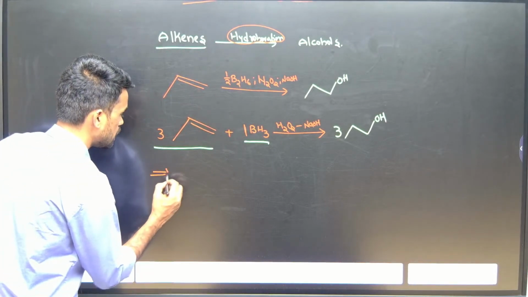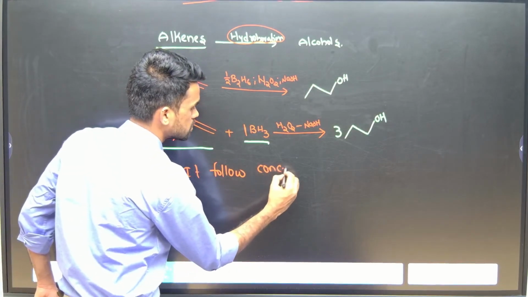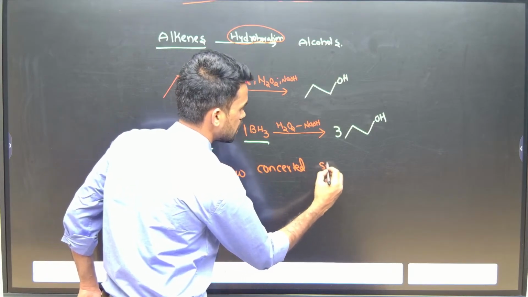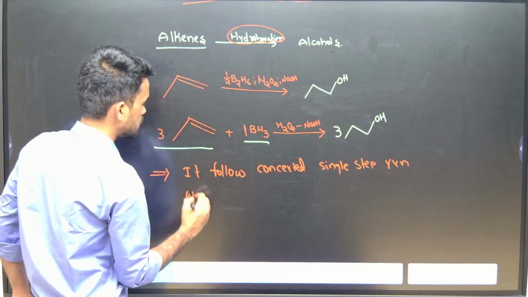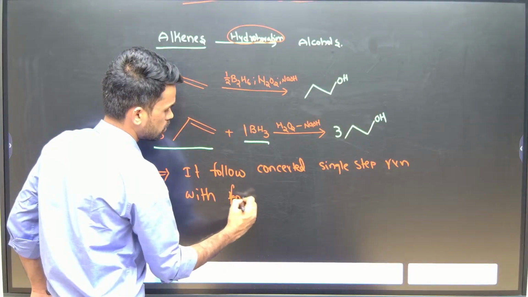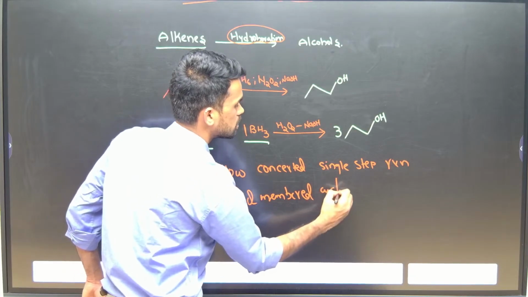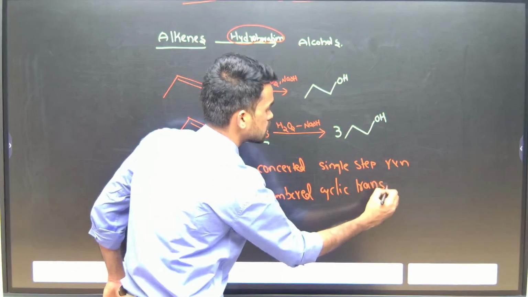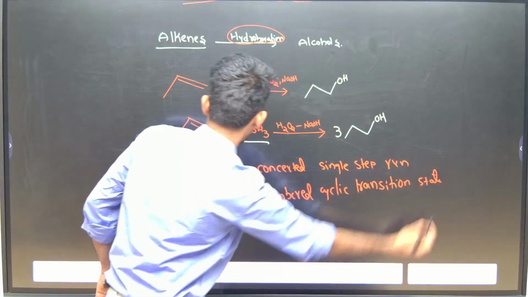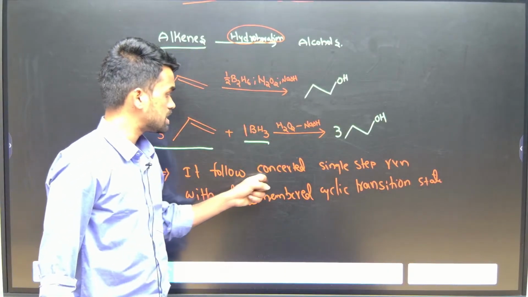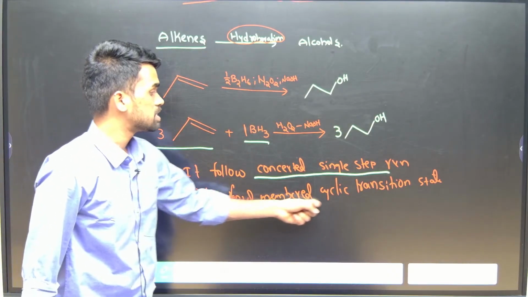Okay, so it follows a concerted single step reaction with a 4-membered cyclic transition state. So during the mechanism, what will it be doing? It is a concerted single step reaction. So it has a 4-membered cyclic transition state.